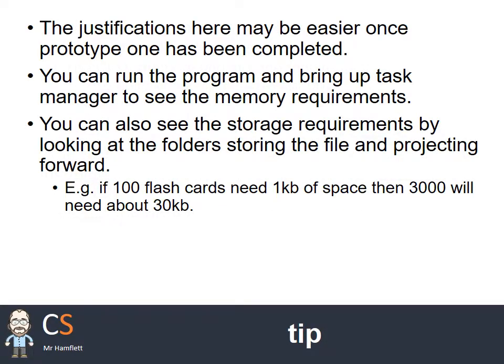So just a tip, justifications here are easier sometimes when the prototype has been completed. So as an example, let's say you're not sure how much memory it will use up, so maybe run the program, go to Task Manager, have a look. If you're not sure about the storage requirements, then maybe go to where you stored the file on your hard drive, see how big it is. It's not likely you're going to need much storage. It's not likely you're going to need much memory. So as a kind of rule of thumb, the Raspberry Pi justification will be fine. So if you can run on a Raspberry Pi, there's your minimum requirements.